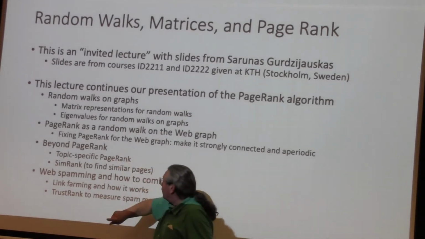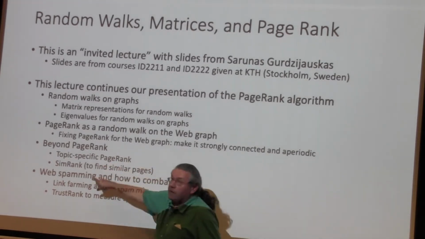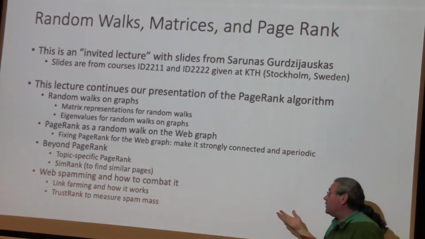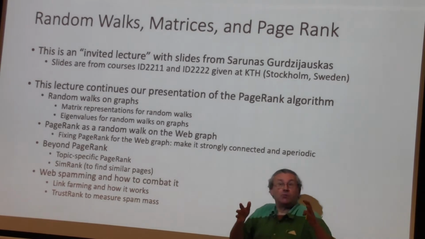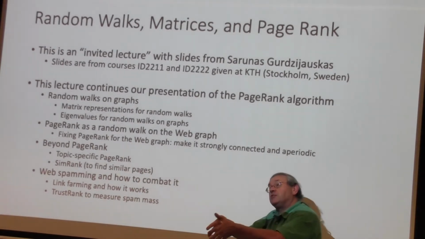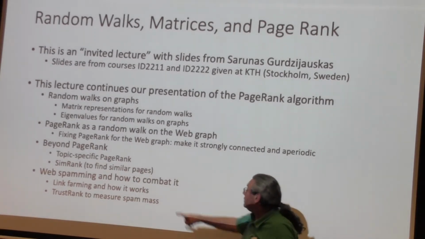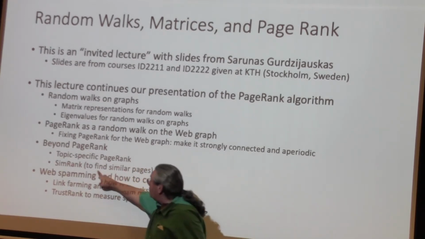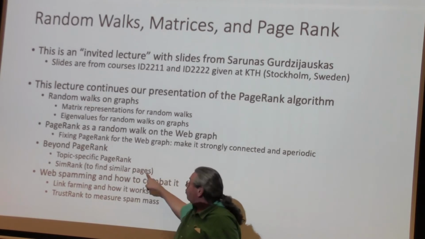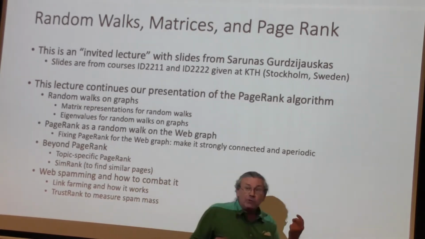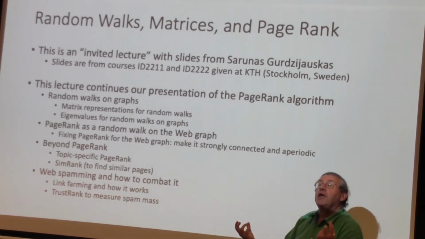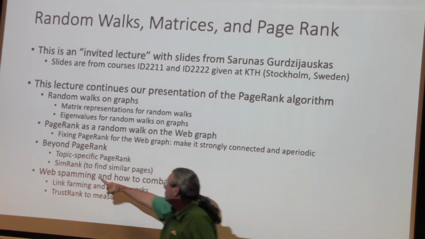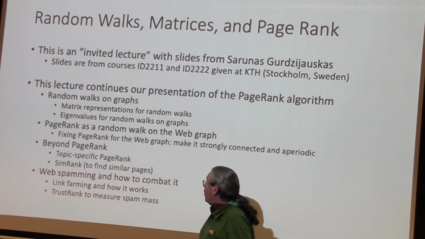Then beyond PageRank, topic specific. PageRank tells you the importance of a page, but we want to know the importance with respect to a specific query. So that's topic specific. Also, we want to do something similar to PageRank: find pages that are similar to a given page. That's another use. This is an algorithm called SimRank.